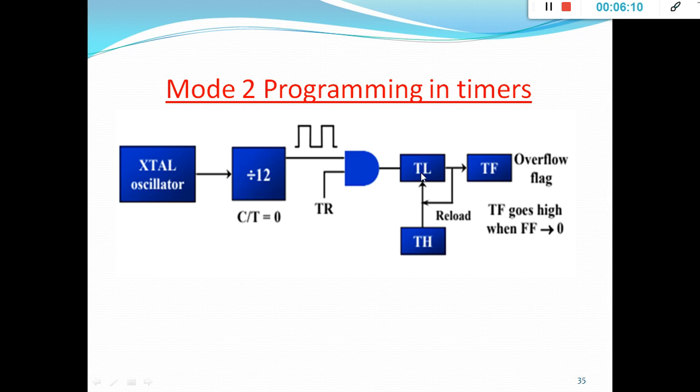So here the programmer is not loading any initial value, whereas in mode 1 the programmer has to reload the initial value. Here it is automatically reloaded with whatever value is present in TH. In TH the original value will be there, and the same value is copied into the TL register. This makes mode 2 an auto reload, in contrast with mode 1, in which the programmer has to reload TH and TL. So this is how mode 2 programming works in timers.